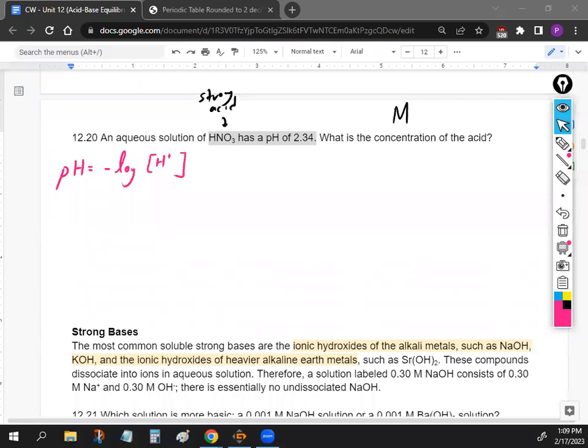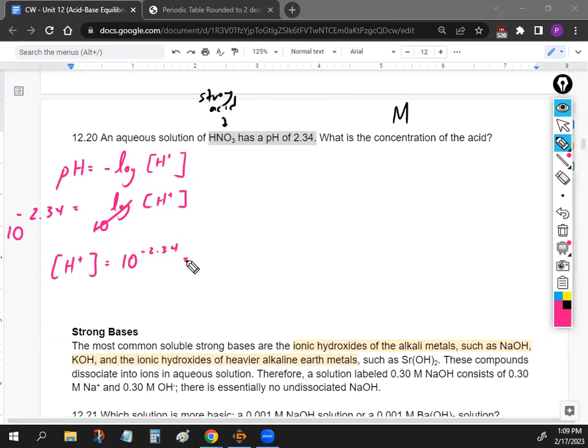Okay, so you should identify that you need to use the pH equation because they give you pH, and you're looking for the concentration of the acid. The pH equation allows us to find the concentration of H plus. So 2.34 is equal to the negative log of H plus. Now we can move the negative to the other side. Then since we got a log, we can get rid of it by doing 10 to the power of, so these will cancel out. So the concentration of H plus is going to be equal to 10 to the power of negative 2.34.